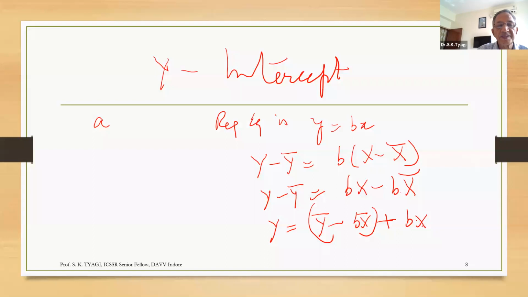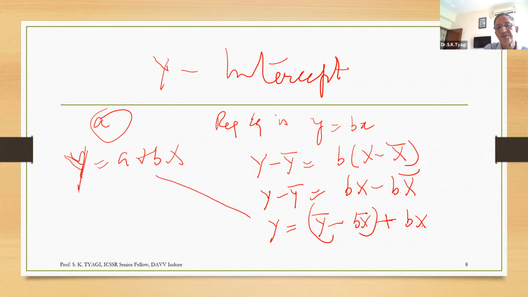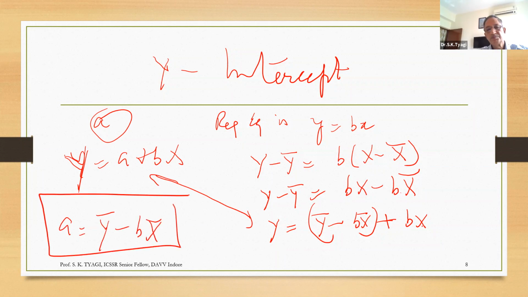Now you compare it with the regression equation formula, y is equal to a plus bx. So if we compare this equation with this, then a is nothing but y bar minus b x bar. So I consolidate what we have done.